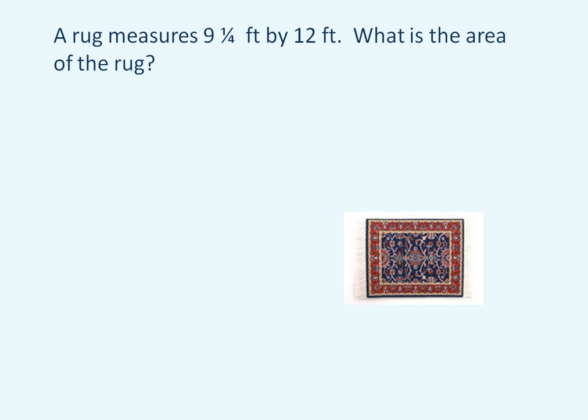All right, our next word problem. A rug measures 9 1/4 feet by 12 feet. What is the area of the rug? What type of word problem do we have here? Well, it's asking for the area. If you know the formula for geometry, area is length times width, so we are multiplying. Order of multiplication does not matter if you're not sure which is the length, which is the width. So I wrote 9 1/4 times 12.